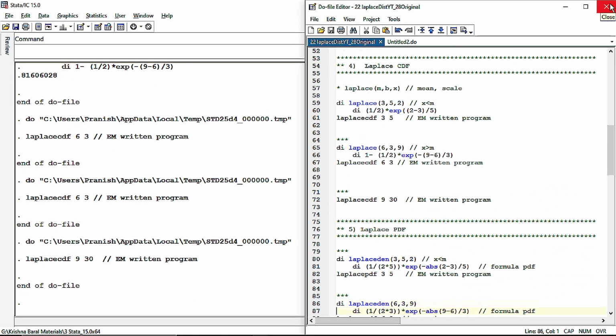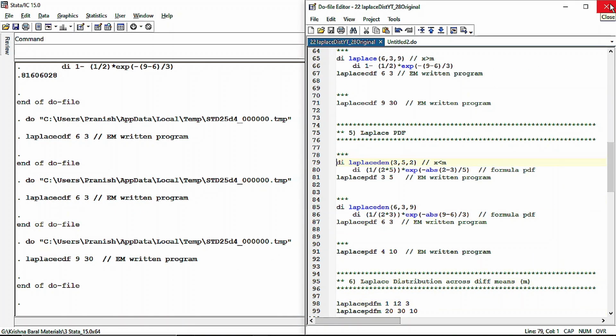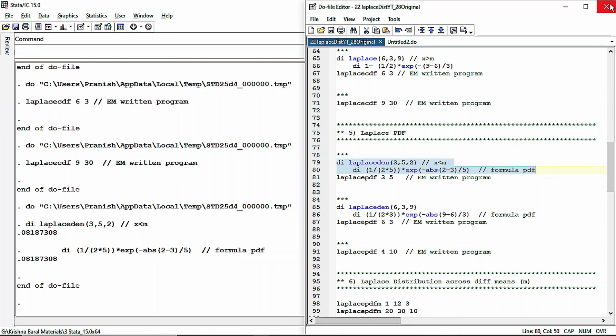Now let us see some of the examples of the PDF. The Laplace PDF: this is the Stata function to calculate the PDF of the Laplace distribution for the parameters m, b, and x. And this is the generic formula for that: 1 by b into e to the power minus the absolute value of x minus m divided by b.